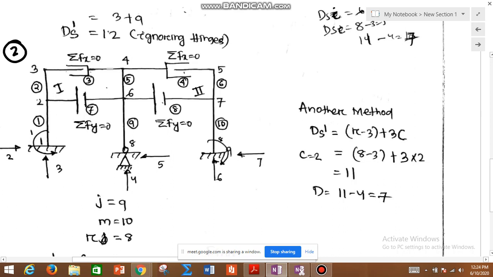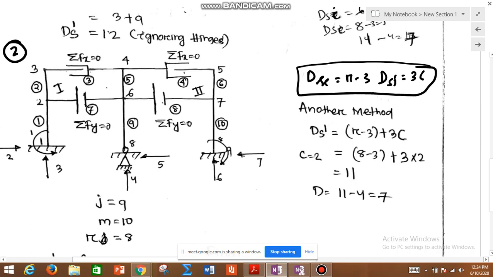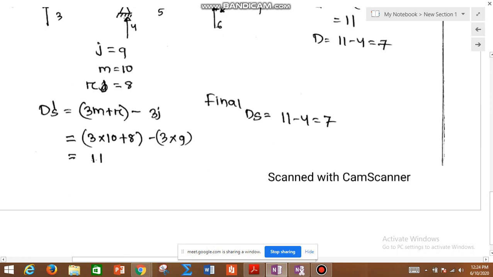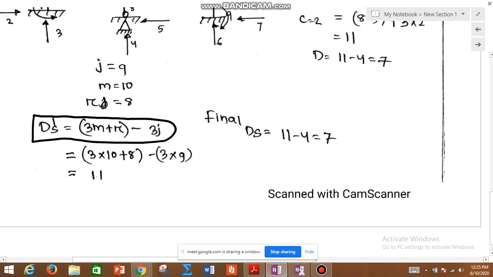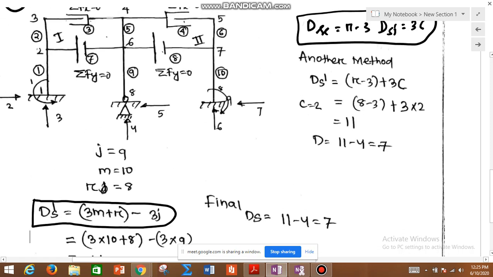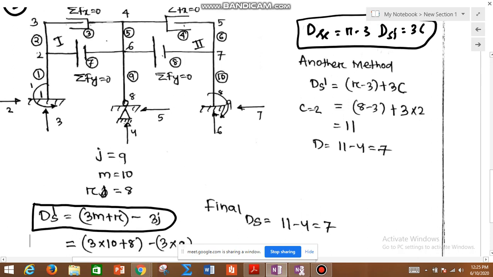You have to find out separate DSC, that is r minus 3, and DSI, that is 3 times of C, and you add. You can use this method, but we can use the direct formula. DS will be equal to 3m plus r minus 3j. This is a widely used direct formula, you have to use in the case of frame. So first you have to consider there is no hinge present.